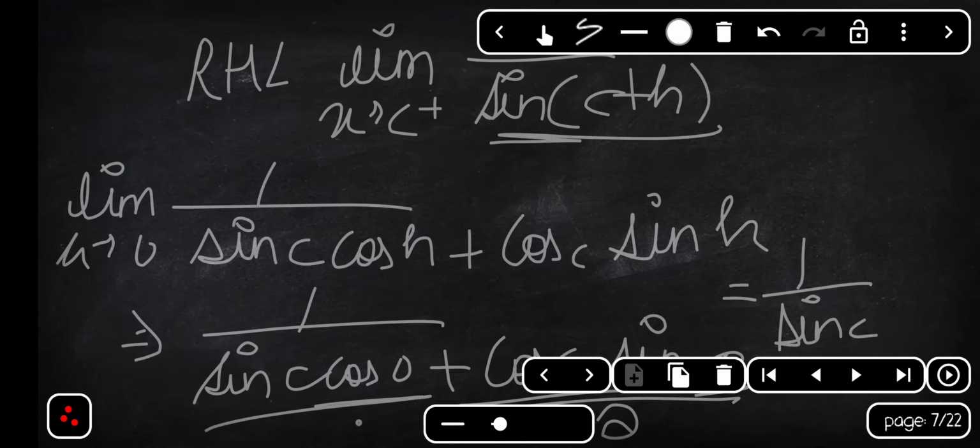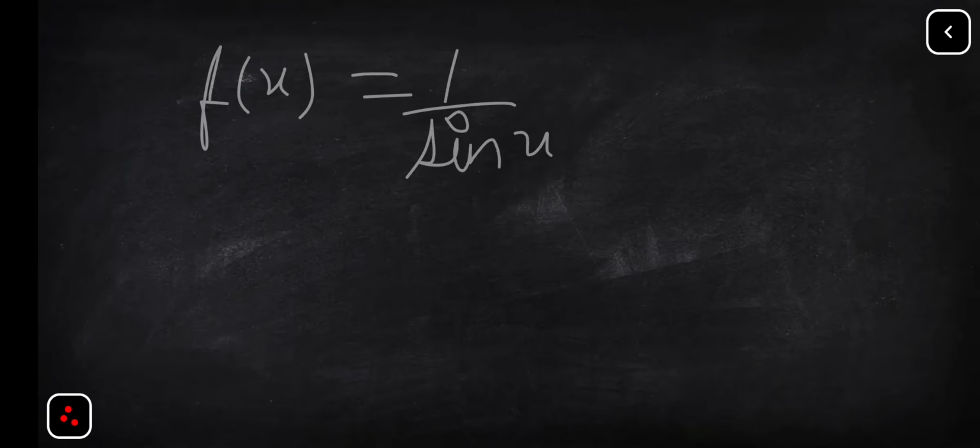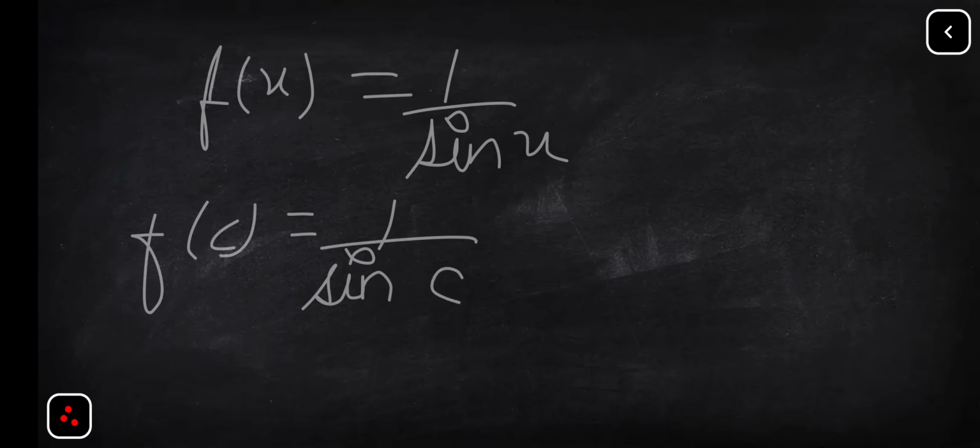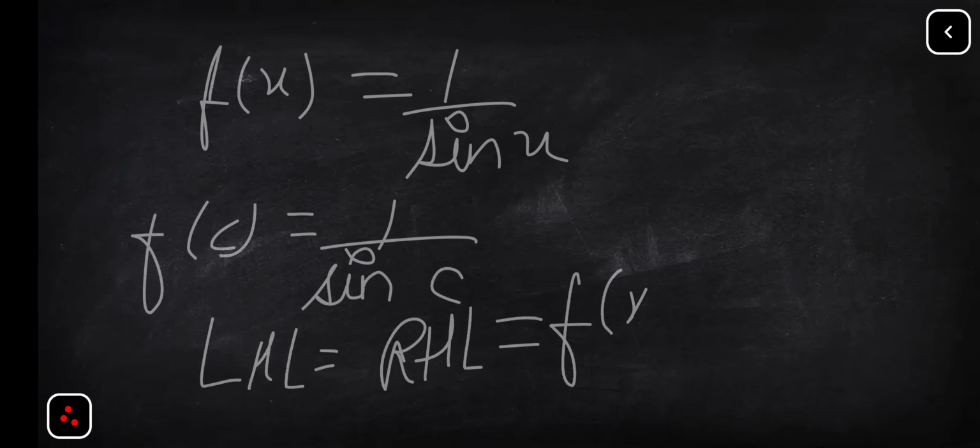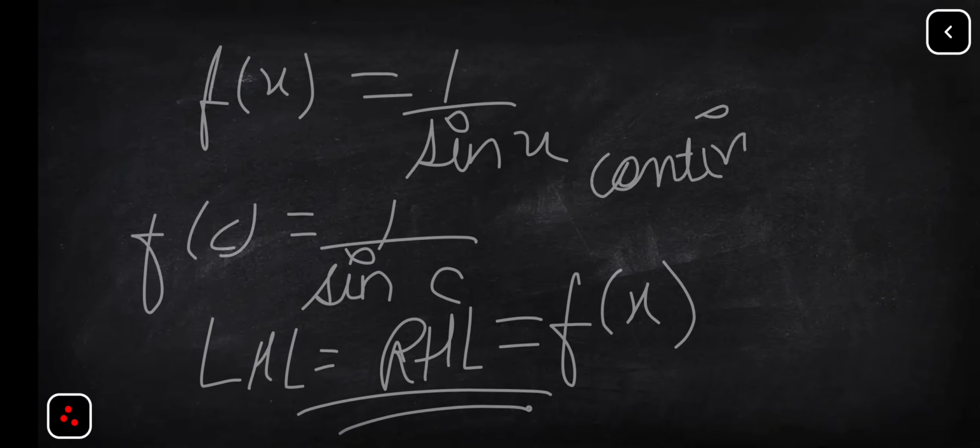Now the turn for the function cosec x. f(x) is equal to 1 upon sin x. Here f(c) is equal to 1 upon sin c. Here LHL is equal to RHL is equal to the function. So this function is continuous at any constant integer. It is continuous. So in this video we have done the first and second ones, the cosine function and the cosecant function. In the next video we will do the next two functions.